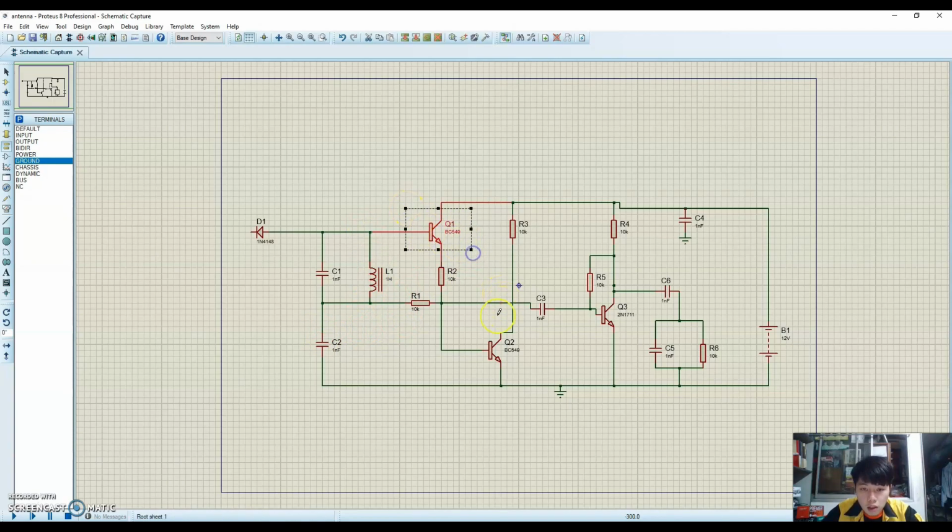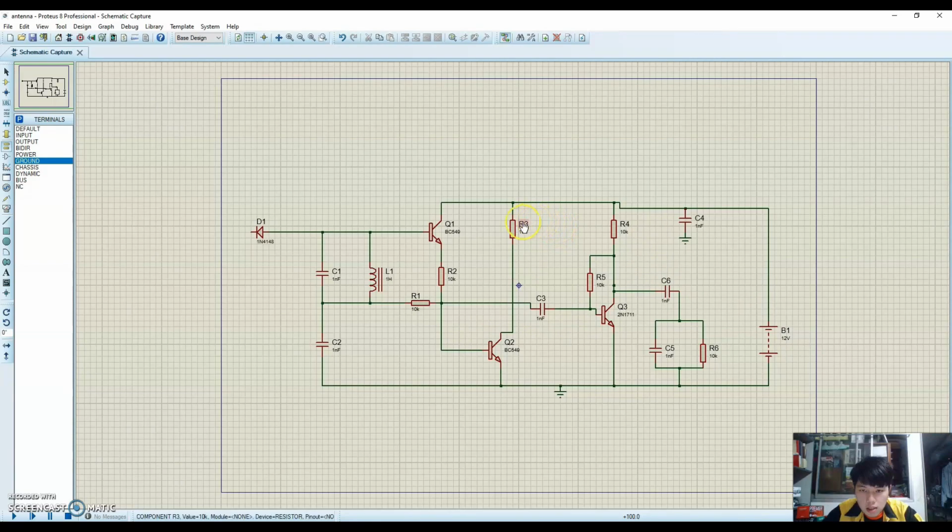This Q1 and Q2 are BC549 NPN, used as amplifiers. Then this Q3, 2N1711, is a demodulator, which can also be an amplifier. Next is C5 and R6. This is a filter to filter out the noise of the receiver. And this is a battery.